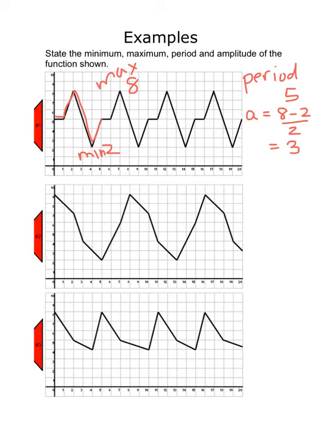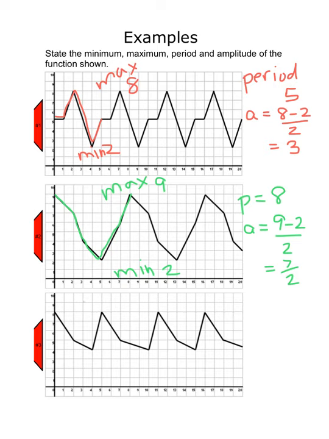For the next one, my maximum is at 9. My minimum is at 2. My period, I'm going to say that this is a cycle, starts right there, goes up, and then it starts to go back down again. So the period is equal to 8, and the amplitude is 9 minus 2 divided by 2. That would be 7 divided by 2.